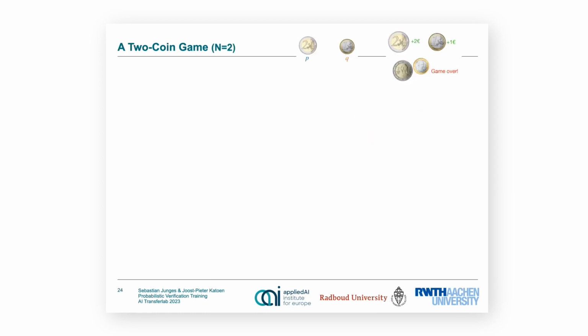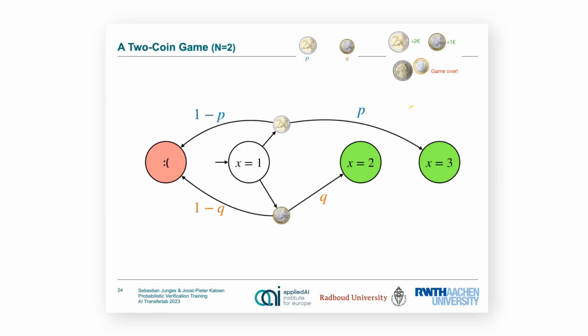So maybe we look at an example. So that was the game, right? And now we have this example. So this is an example where n equals 2. So you start in initial state, x is 1. Now you have to decide which coin to take. And notice this choice is non-deterministic. It's not the case that in 50% of the cases you take the €2 coin, and in 50% of the cases you take the €1 coin. You really non-deterministically flip one of them.